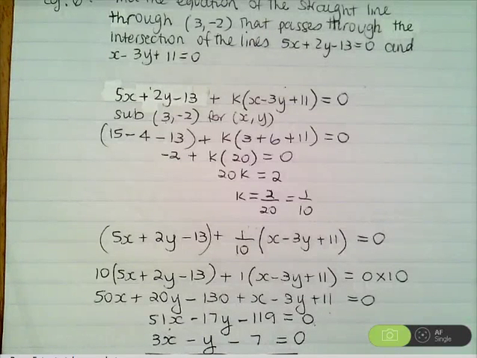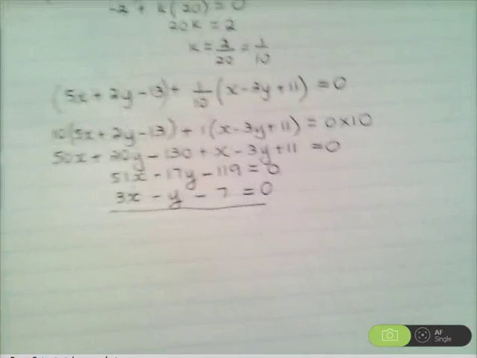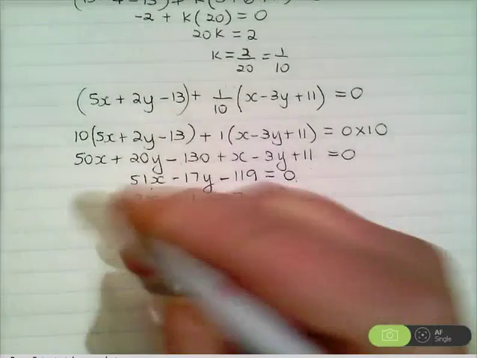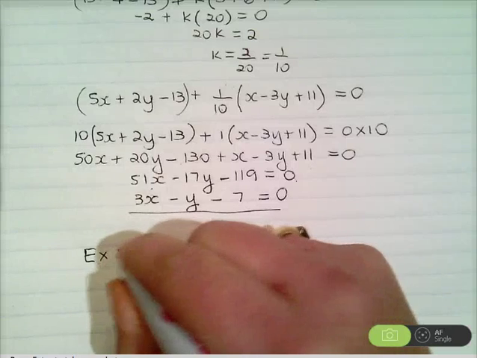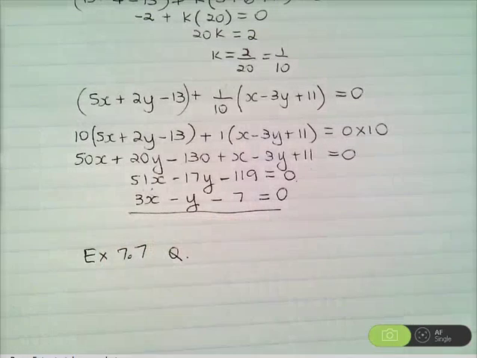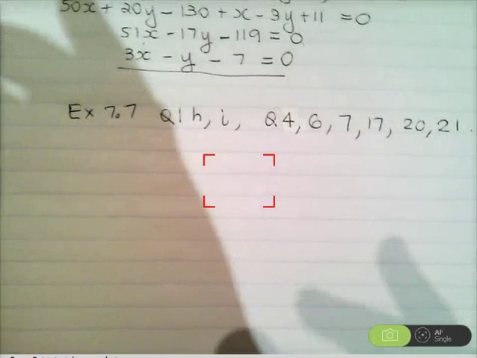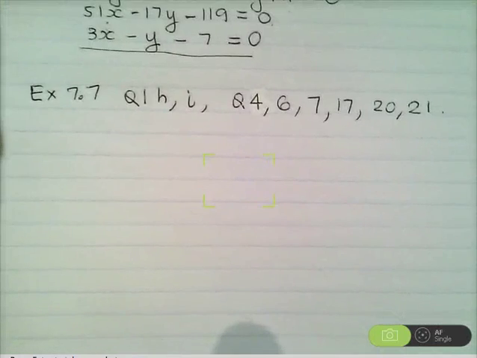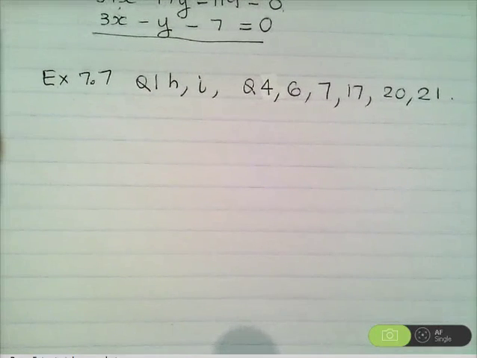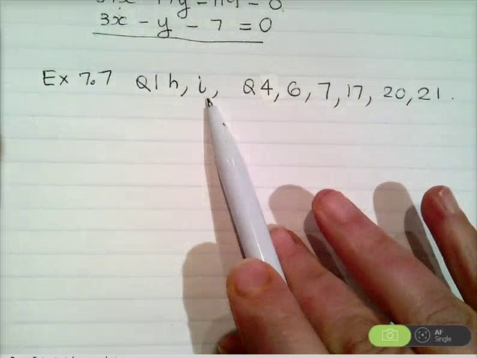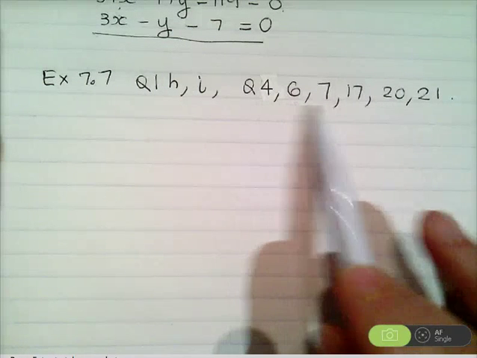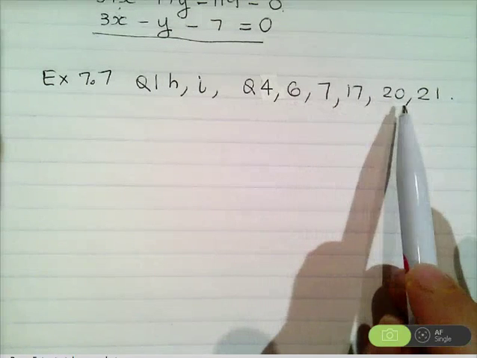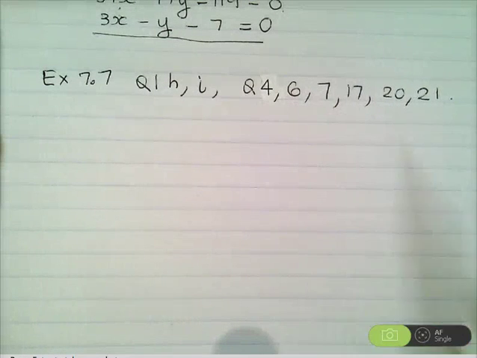I'll now set your work for exercise 7.7. If you could please look at doing exercise 7.7, and I'll write those questions out in a minute. Your homework for exercise 7.7 is to do question 1, H and I, and questions 4, 6, 7, 17, 20 and 21. That's the end of exercise 7.7.